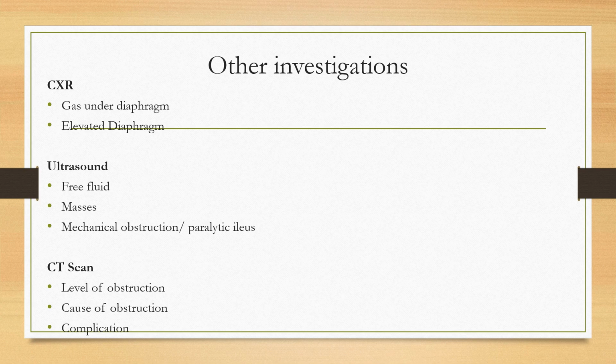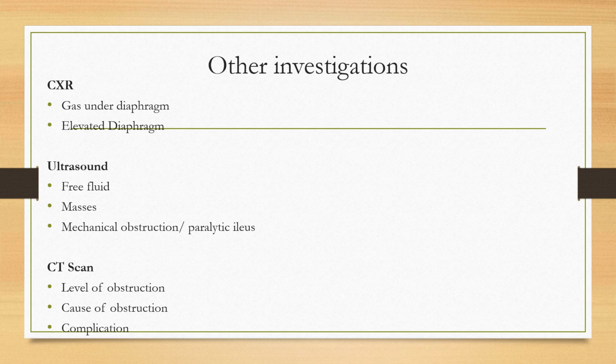Now investigation. Other investigation includes the chest X-ray. In X-ray chest you can see the gas under the diaphragm on the right side. Usually you can find a gas shadow on the left side of the diaphragm, which is the normal one, but when you see the gas under the right dome of the diaphragm on the X-ray, it shows that there is some bowel perforation. Then elevated diaphragm can be due to some mass or obstruction.